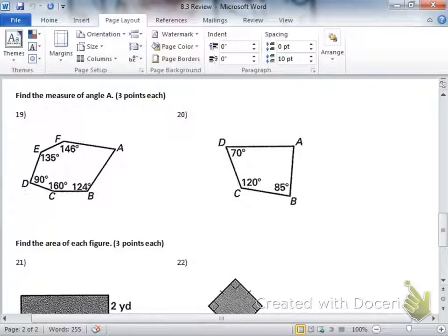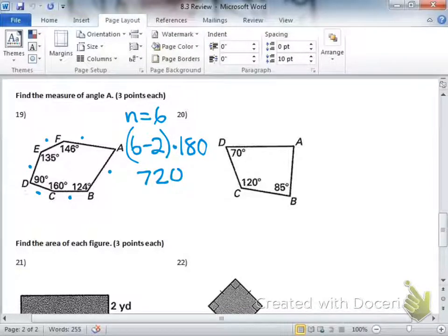All right, so the way you do this one, first you have to find out what all the angles add to. So we're going to do just like on the last section, to find the sum of all the angles. Then we're going to subtract all the angles that we know. That'll tell us the one that we don't know. All right, so I have 1, 2, 3, 4, 5, 6 sides. So n equals 6. 6 minus 2 times 180. That's like 4 times 180, which was 720. We just did that one.